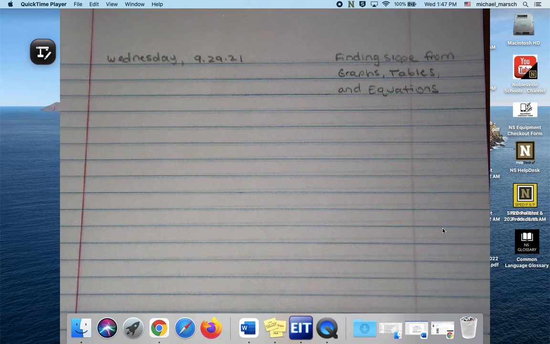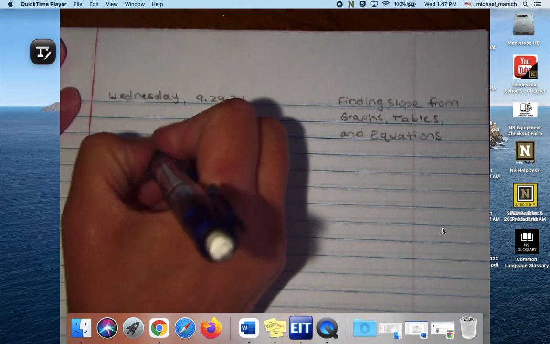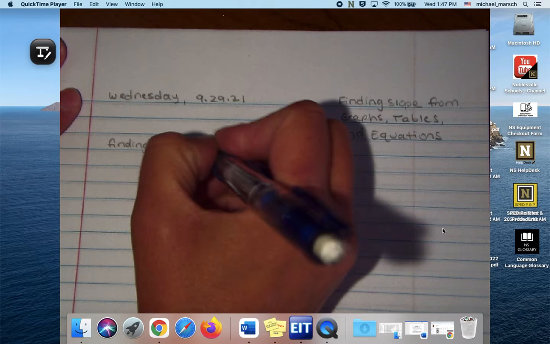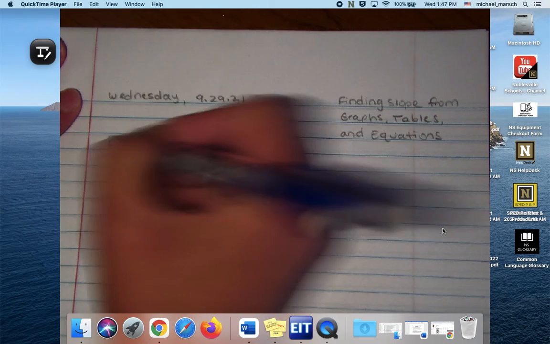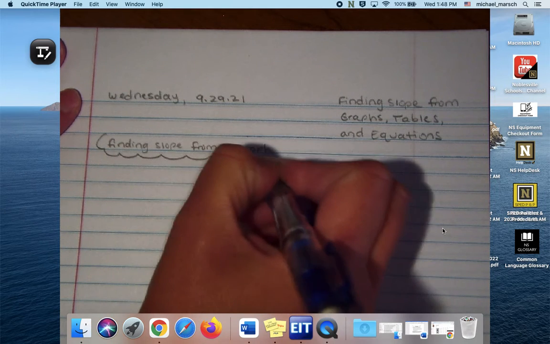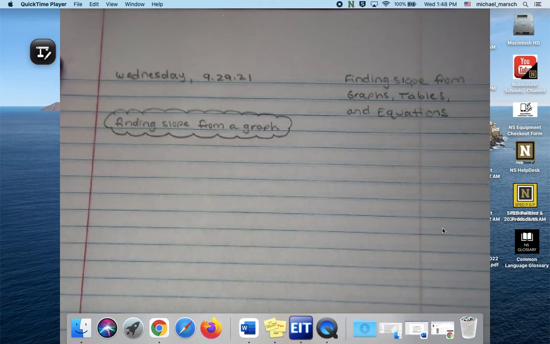We're going to practice first looking at graphs. We're going to create them. And then we'll look at tables where you're just given x and y values. And then we'll look at equations. So we are maybe going to touch on y equals mx plus b today if we get that far. Okay? So we're going to start out with finding slope from a graph. All right, so that's our first thing we're going to do.